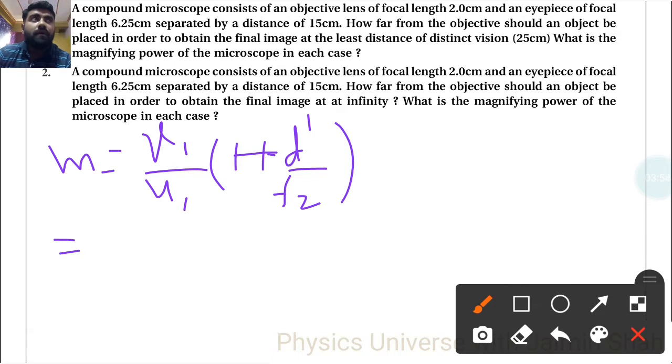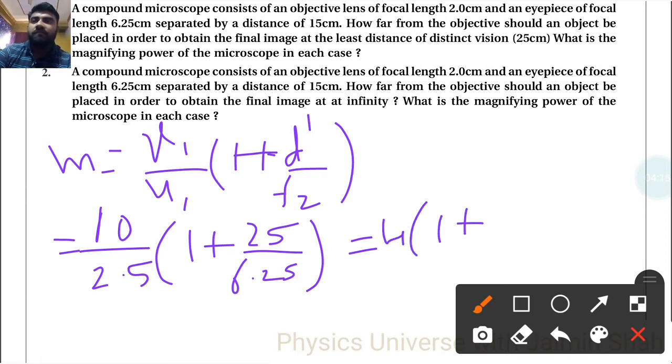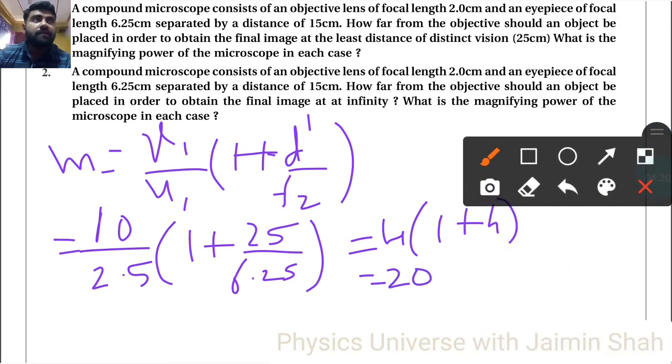Now lastly we found that u1, right, that is 2.5. So 10 upon 2.5 into 1 plus d dash is 25 and f2 that is 6.25, right? So 10 upon 2.5, that is 4, right? So 4 into 1 plus 25 upon 6.25, so that is 4. So here 1 plus 4 is 5, 5 into 4, 20. So magnification would be 20.